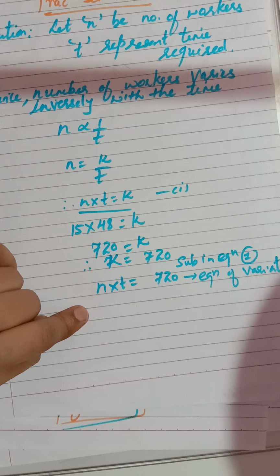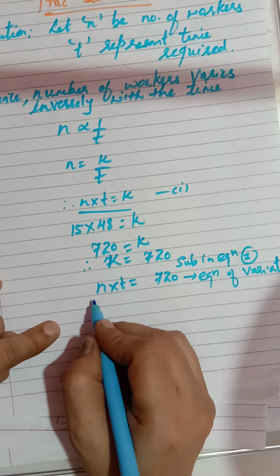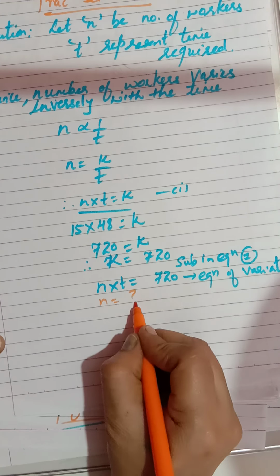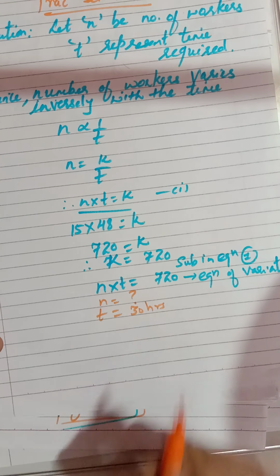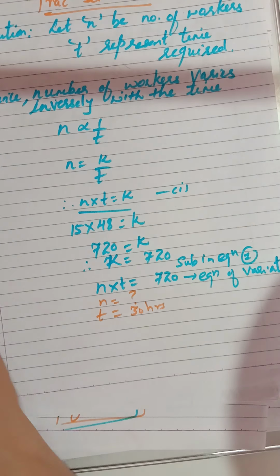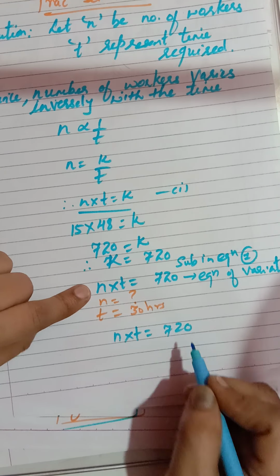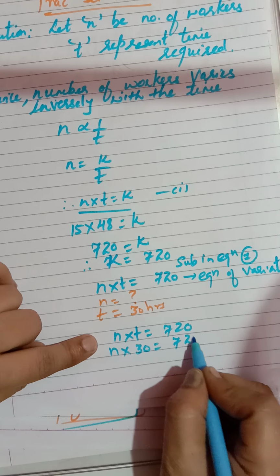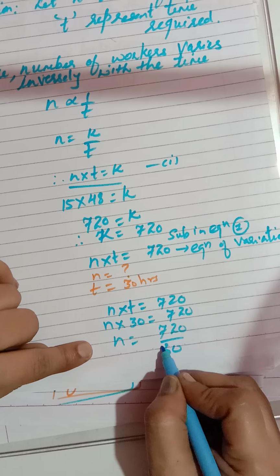The second part of the question asks how many workers will be required to do the same work in 30 hours. What is given? What is the question? They have asked that n is equal to question mark, t is equal to 30 hours, and we have to find n. So n into t is equal to 720, t is 30, so 30n is equal to 720. So n is equal to 720 upon 30.